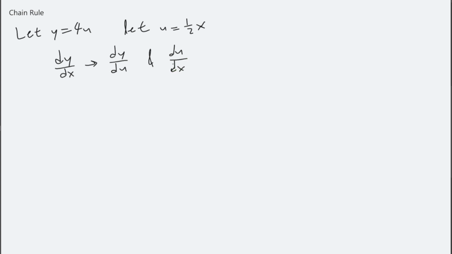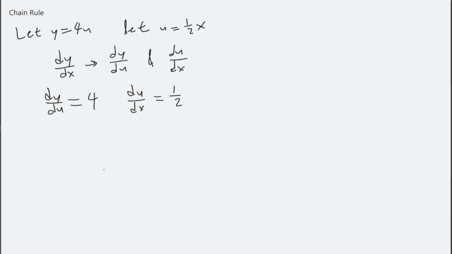Of course, we can always just substitute our variable u into this y function here, but the question is, how do we do that for more complex and more complicated functions? So our solution is, we're going to find dy/du by taking the derivative of the above function, and that's going to give us 4. And also, if we take the derivative of u with respect to x, we're going to get our half here.